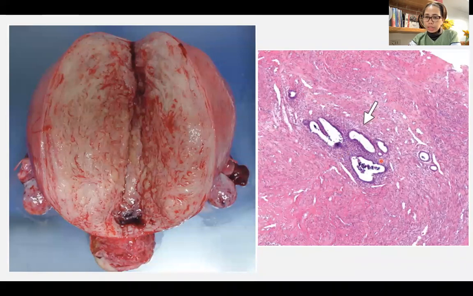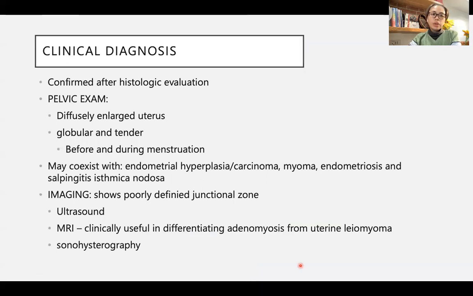Supposedly, we do not see endometrial glands and stroma in the myometrium, and so seeing this under the microscope gives us the diagnosis of adenomyosis. So for clinical diagnosis, we only confirm it after histologic evaluation. But on pelvic examination, the uterus is diffusely enlarged, globular, and tender. Tenderness is usually appreciated before and during menstruation.